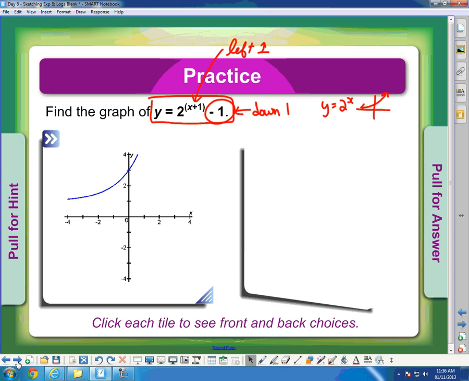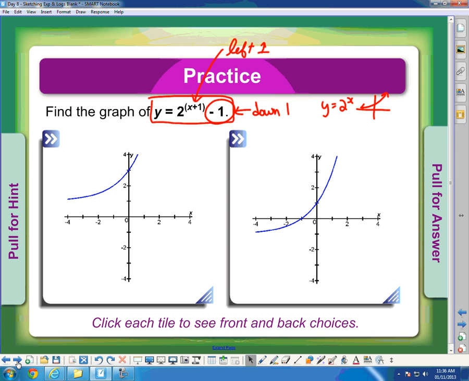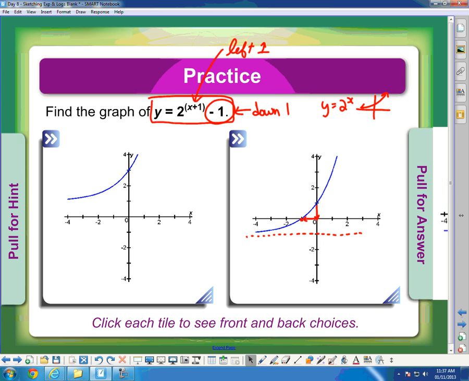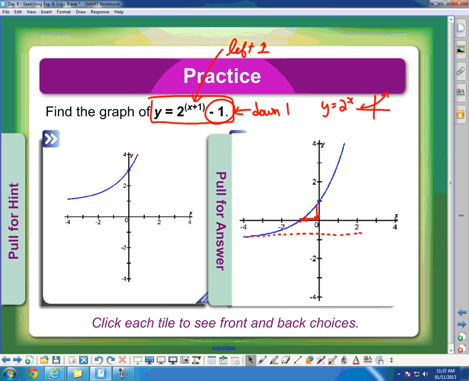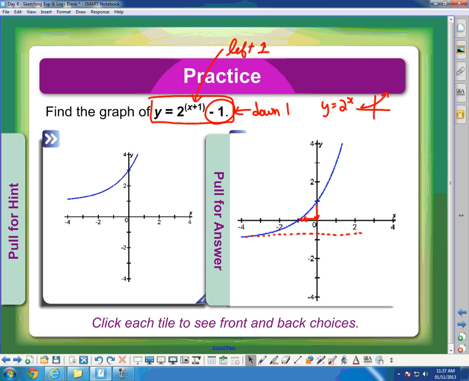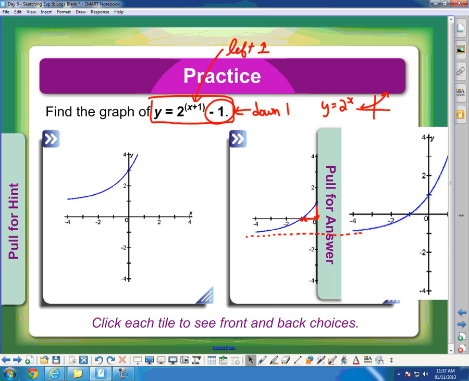If I click here, I should see another option. Now it looks more promising. You see the point, or there's the asymptote here. And this point probably came up from here where it's moved down and over. And so I think that's my answer. I can pull and check to see. And there's the one I anticipated, and it looks exactly like we had. So that's the correct answer.